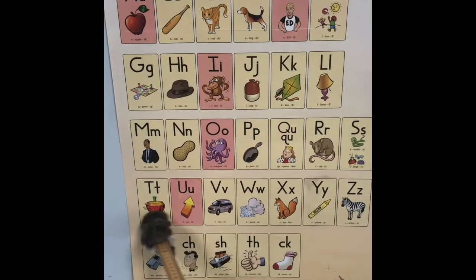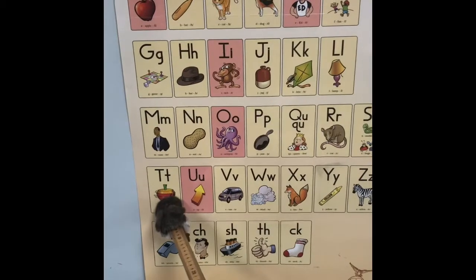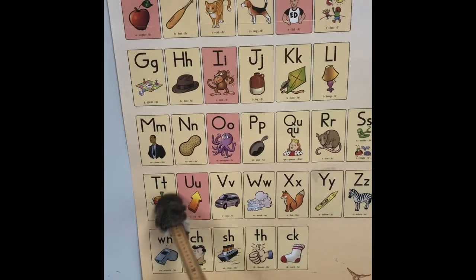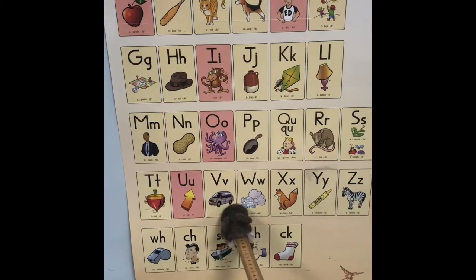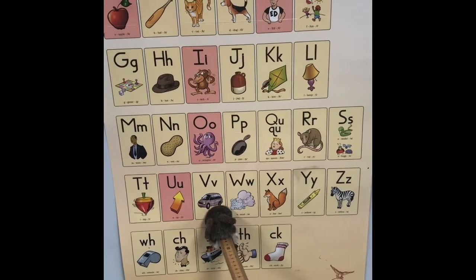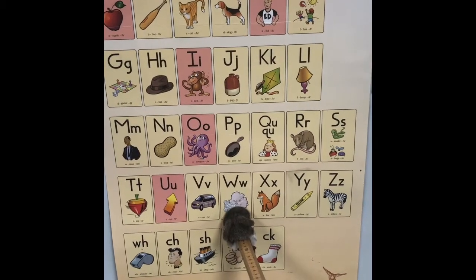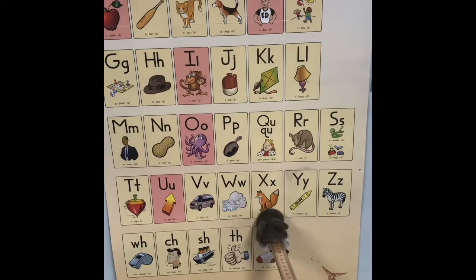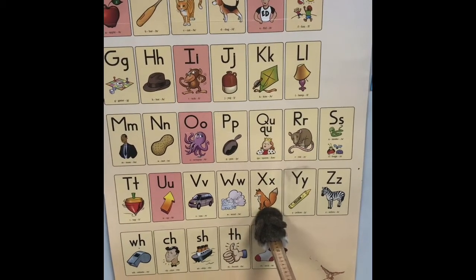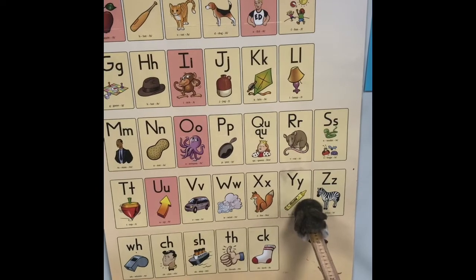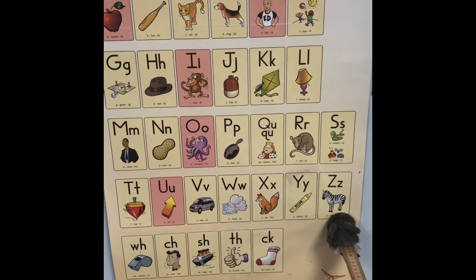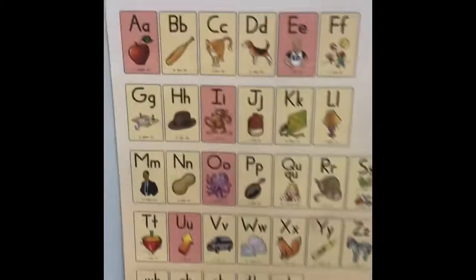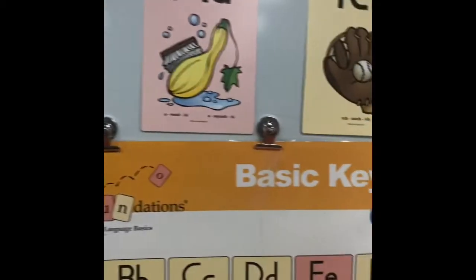Okay, let's do this bottom row here. We have T, ta, t. U, up, u. V, van, v. W, wind, w. X, fox, x. Y, yellow, y. Z, zebra, z. I just want to review these, the newest additions we've had.